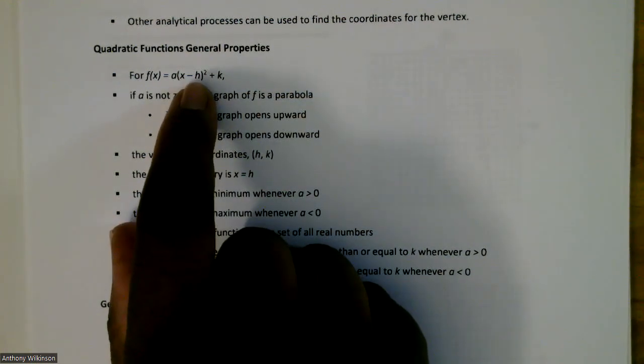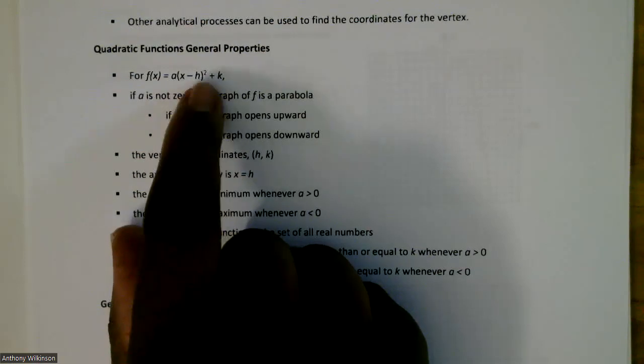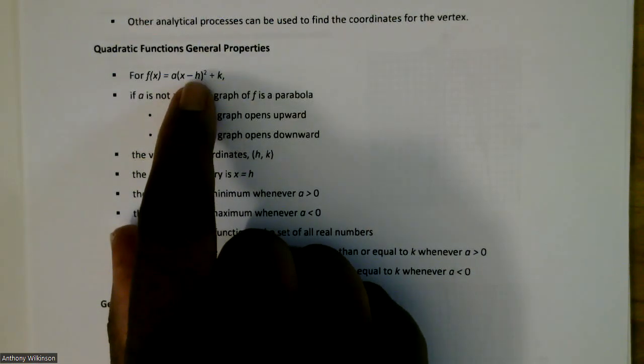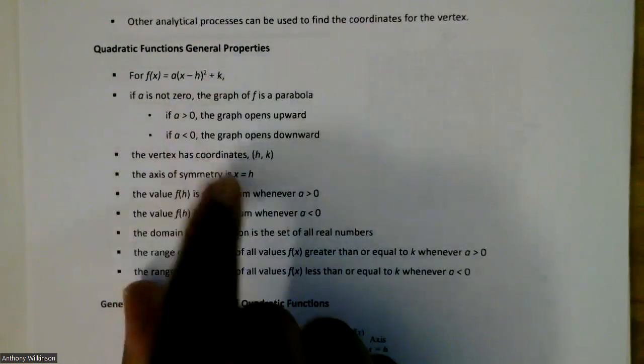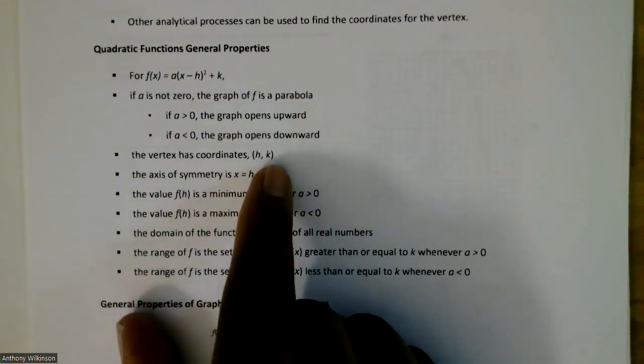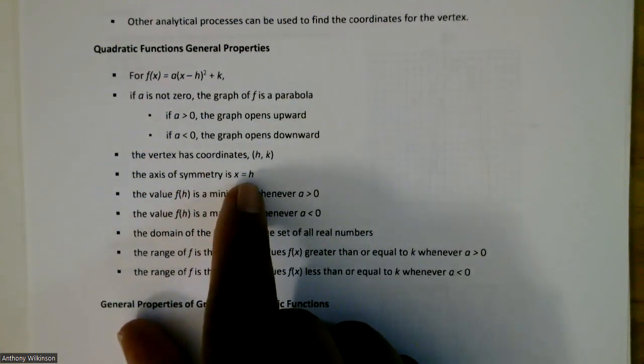So in other words, if it's written in standard form like this, for your h, you have to take the opposite sign. The k is the same sign for h comma k. The axis of symmetry is x is equal to h.